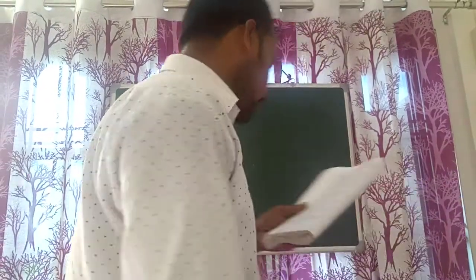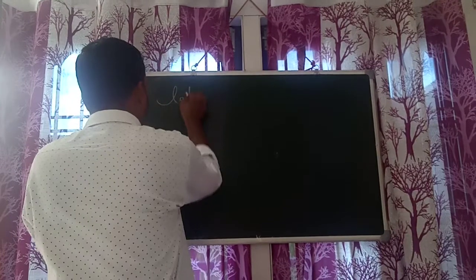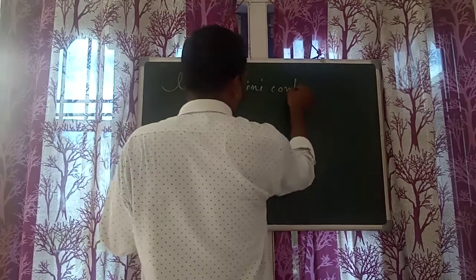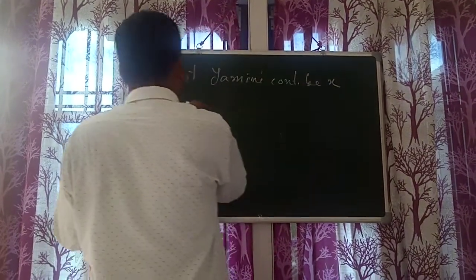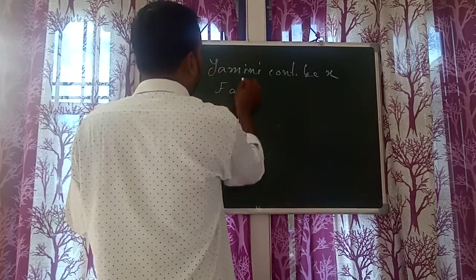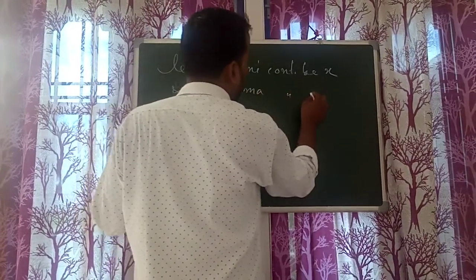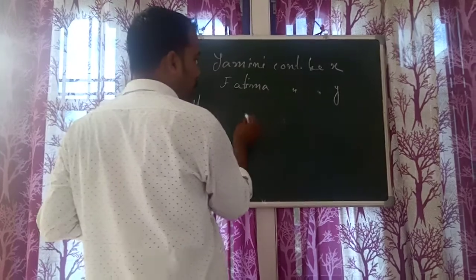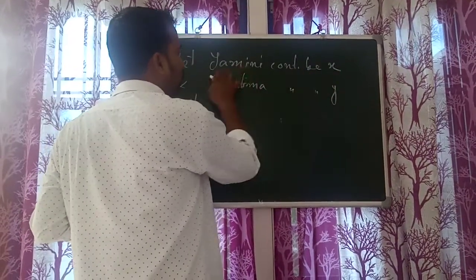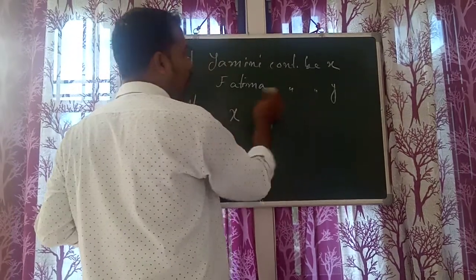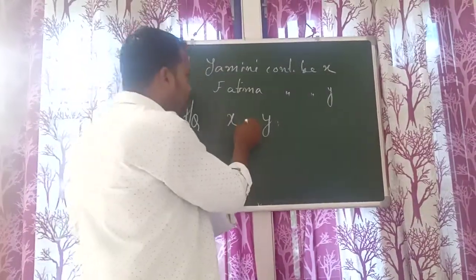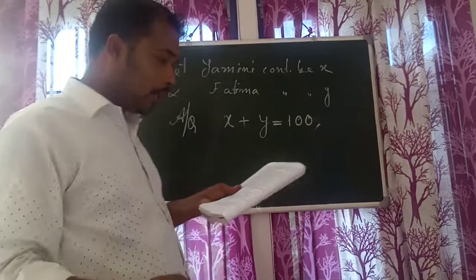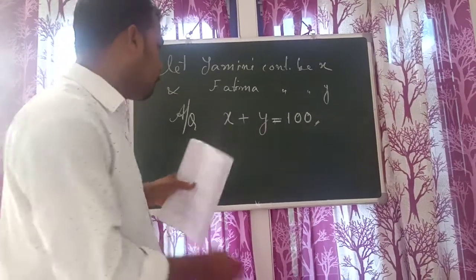Okay, see, let Yamini's contribution be x, and another one, Fatima's contribution, be y. According to the question, this is the contribution of Yamini and this is the contribution of Fatima. But together they pay how much? Rupees 100. Finish. Okay. Then after that you have to draw the graph also.